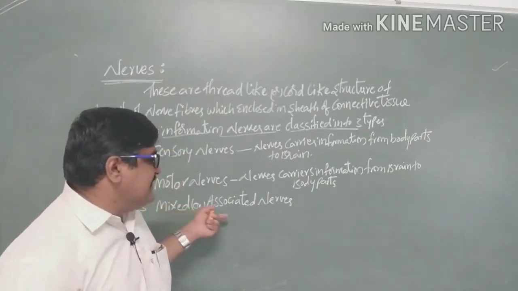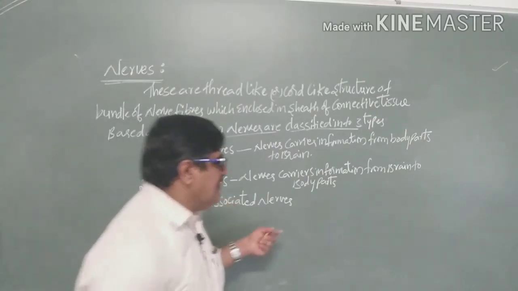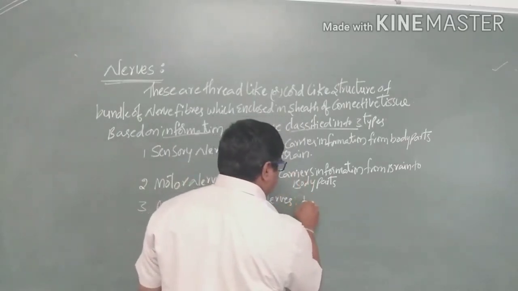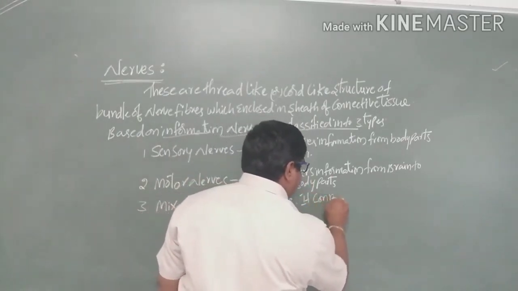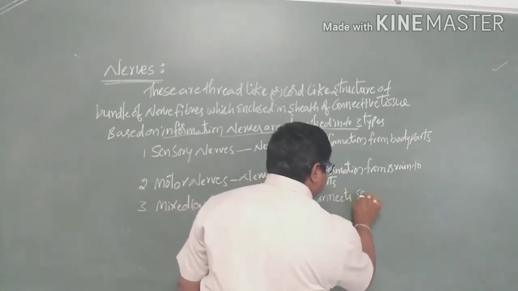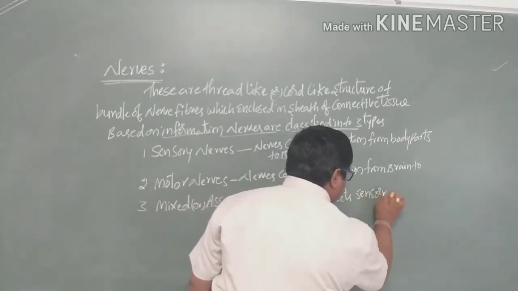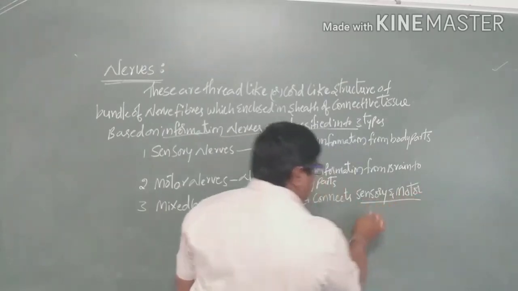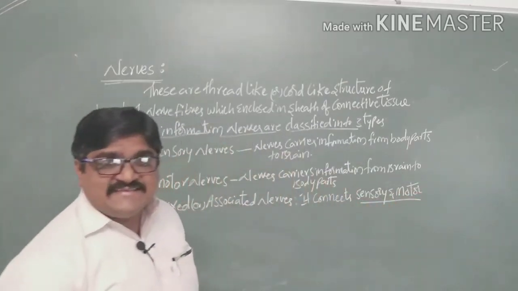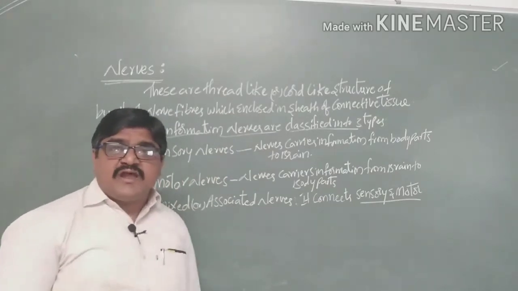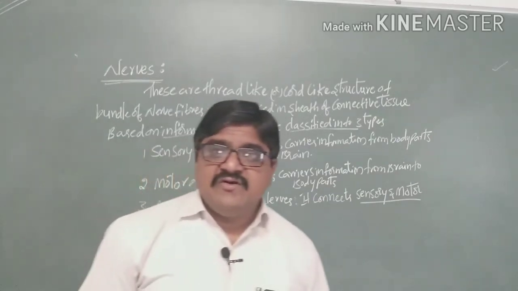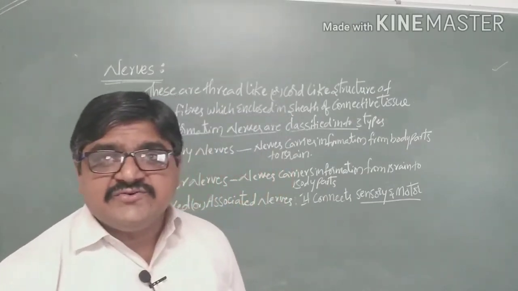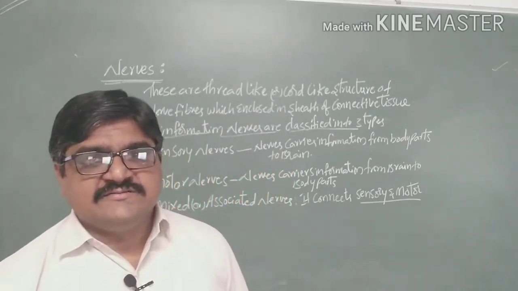And mixed nerves are a combination: they connect the sensory and the motor nerves. The nerves which connect the sensory and the motor nerves are called mixed or associated nerves.